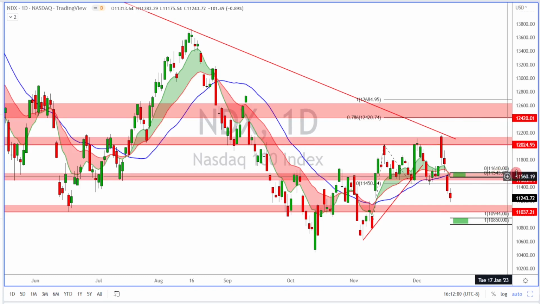And so for the coming week, we are expecting the range to be somewhere in this area here, 11,610 and 11,540. That would be the upper range of the expected move. And the lower range will be between 10,944 and 10,850.